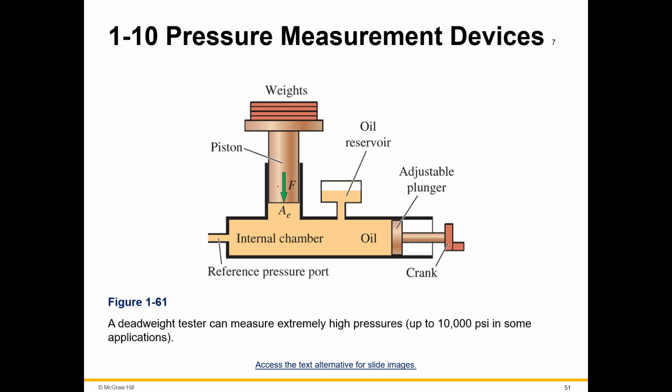Okay, this one you've probably seen a ton, or at least schematics of it, and you see pistons, very common. So this is a dead weight tester, and it can measure extremely high pressures, up to 10,000 psi in some applications. And so it's very simple. You've just got the internal chamber with that working fluid of oil. And you do have an oil reserve because the piston goes up and down. You've got a reference pressure port, and then you've got a crank with an adjustable plunger.